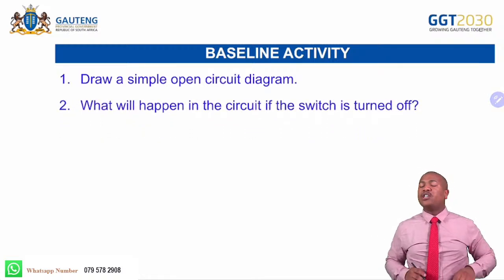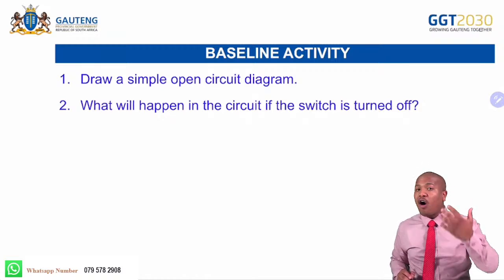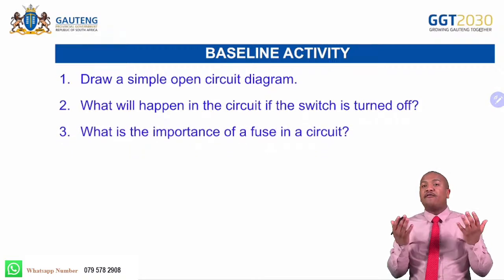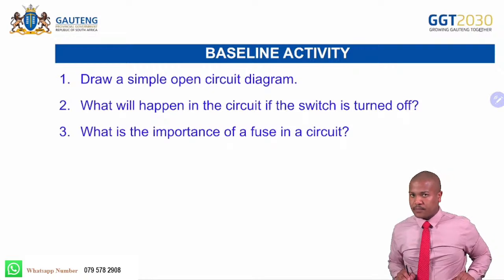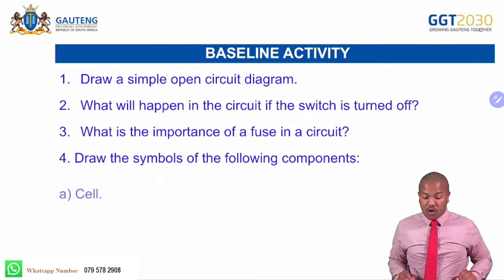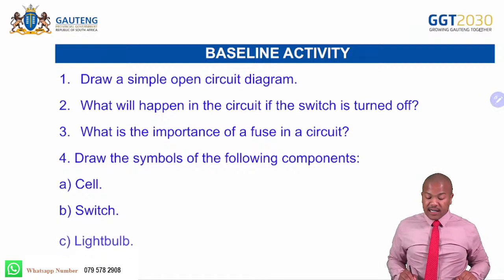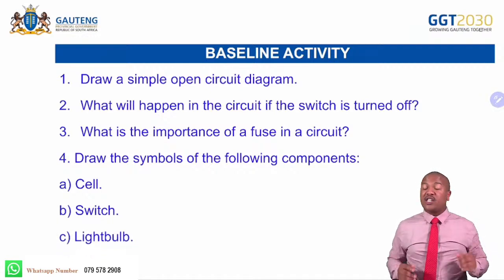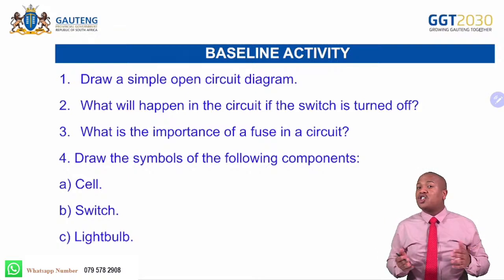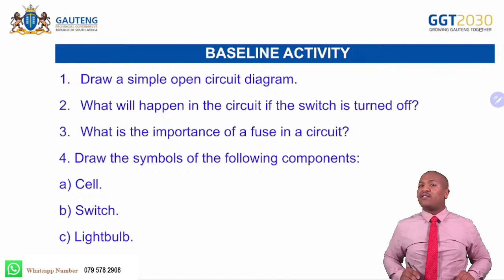And number 2, you need to tell us what will happen in the circuit if the switch is turned off. Then number 3, you need to tell us what is the importance of a fuse in a circuit. Number 4, you need to draw the symbols of the following components. The components are a cell, a switch, and a light bulb. So it's 4 questions, but there's some drawings involved, right? So you need to take a good 5 minutes so that you are able to finish off this baseline activity. So we'll meet again after 5 minutes.